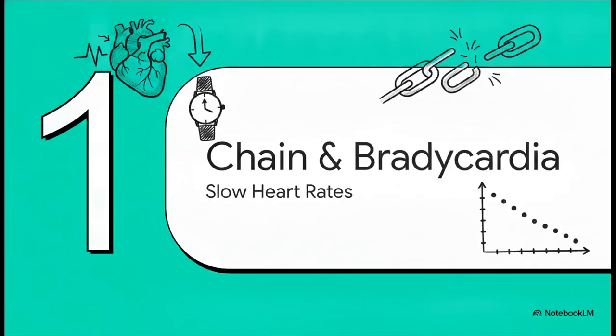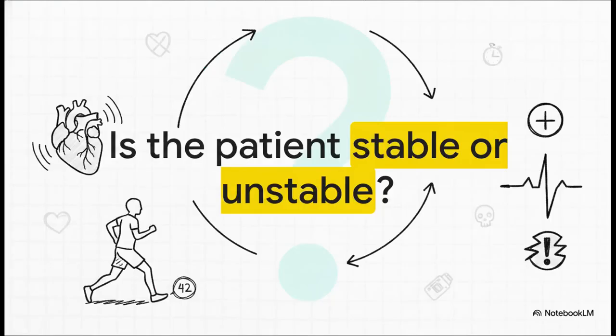Section 1, the chain and bradycardia. So the absolute most crucial starting point for bradycardia is asking one simple question. Is the patient stable or unstable? This is literally the fork in the road. A low heart rate, say under 50 beats per minute, isn't automatically a crisis on its own. There are plenty of elite marathon runners out there with resting heart rates in the 40s who feel totally fine. The answer to this stable or unstable question dictates our entire next move.